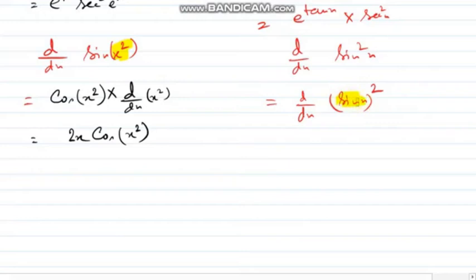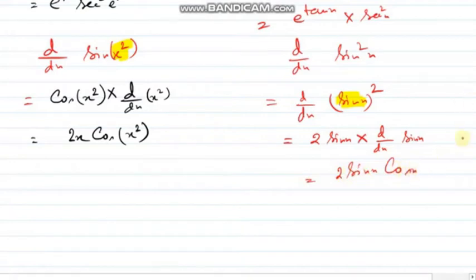What is d/dx of x square? d/dx of x square will be 2x, right? So d/dx of (sin x) whole square will be 2 sin x into d/dx of sin x, which is cos x. So it will be 2 sin x cos x, right?